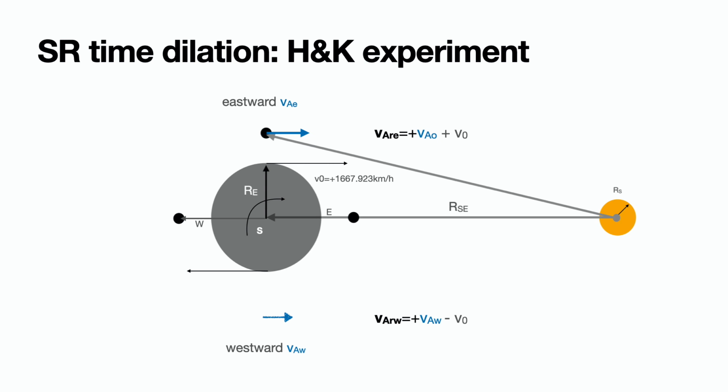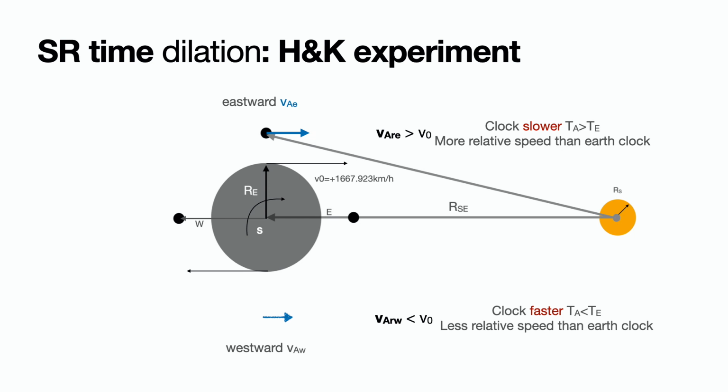Just the opposite if we look at the westward flight. Here the relative velocity of the propeller machine is smaller than v0. In short, the velocity v aeroplane relative eastward is greater than the velocity of the Earth rotation v0, and the v aeroplane relative westward is smaller than v0. What does it mean physically? During the eastward flight, the clocks in an aeroplane run slower compared with the clocks at rest. On the contrary, for the westward flight, the aeroplane clocks run faster here.